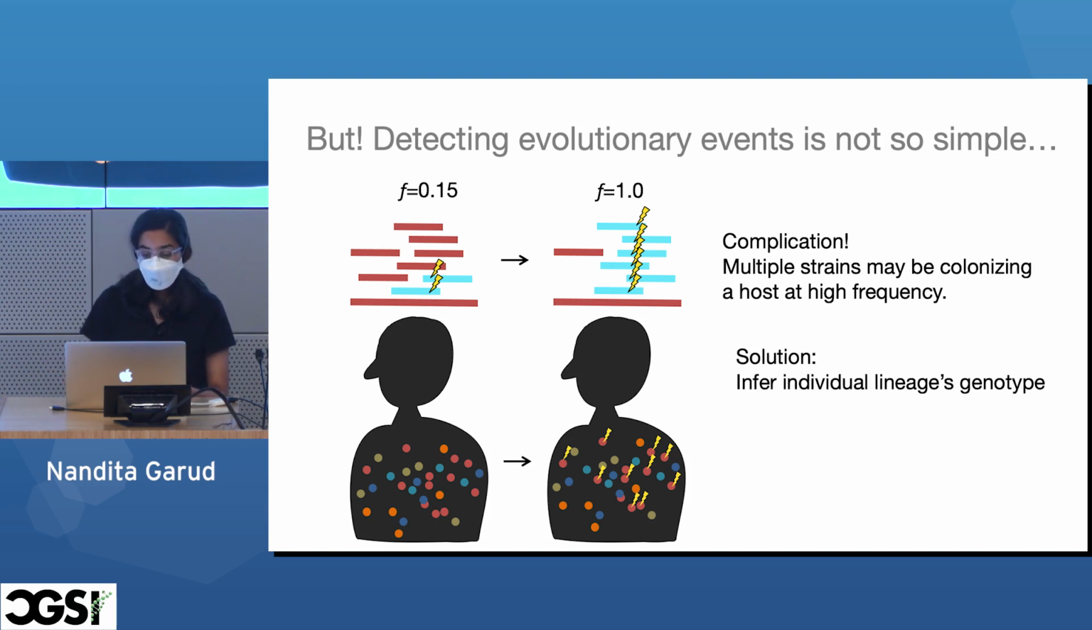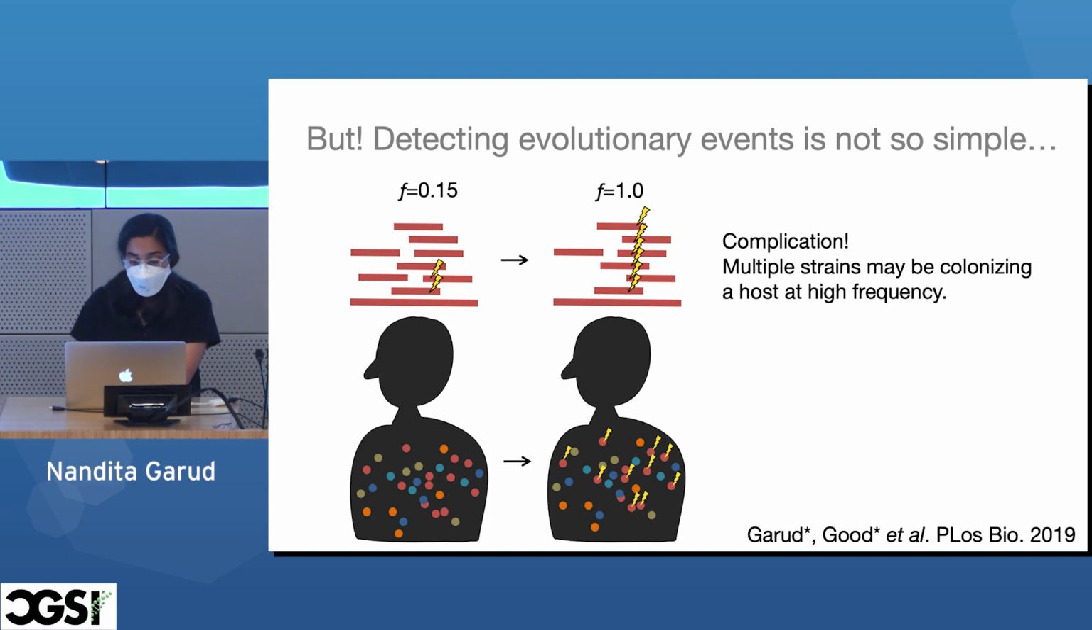And so our solution is to infer individual lineages' genotypes so that you can actually look for evolution on the background of one of the lineages. Put in another way, you want to know the haplotype of a lineage colonizing you so that you can see the genetic change on the background of that haplotype, and you'd expect that future changes would accumulate on top of that haplotype. So we don't want to confuse this with strain fluctuations where changes don't propagate on top of each other.